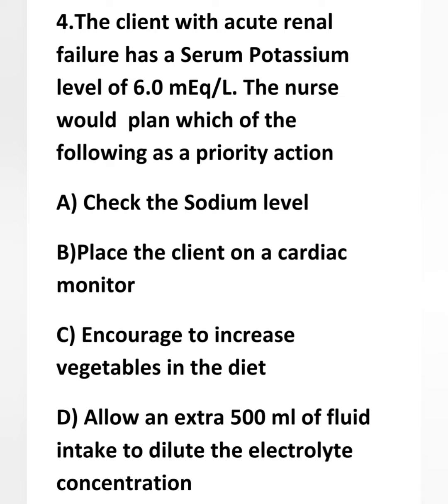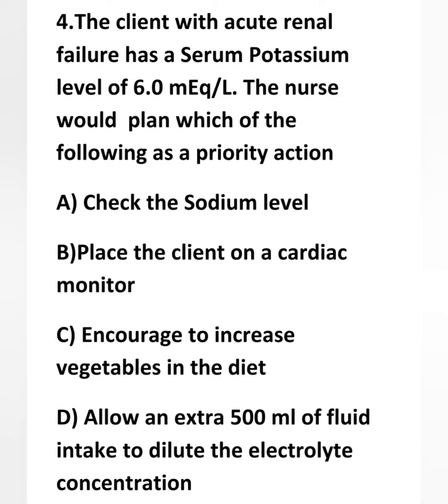Option A, check the sodium level. Option B, place the client on a cardiac monitor. Option C, encourage to increase vegetables in the diet. Option D, allow an extra 500 ml of fluid intake to dilute the electrolyte concentration. This is our question and options.